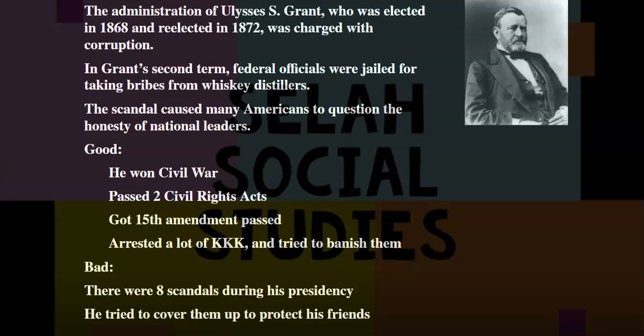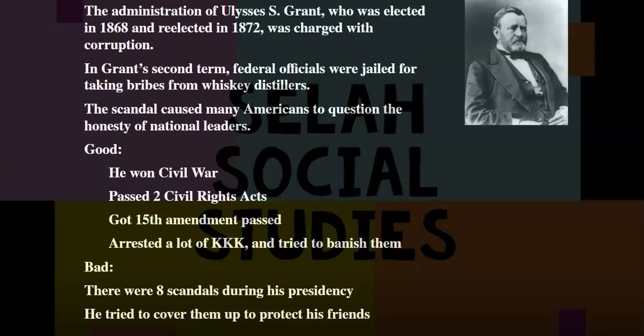There were a list of admirable accomplishments that Ulysses Grant was able to accomplish during his tenure. As a commanding officer for the Union Army, he was victorious over the Confederacy. As the 18th President, Grant fought for civil rights. He passed 2 civil rights acts, and he cracked down on the Ku Klux Klan when he arrested large numbers of them, and he attempted to banish the white supremacist group as a whole. He was also responsible for passing the 15th Amendment, which allowed voting rights to all men, regardless of race.